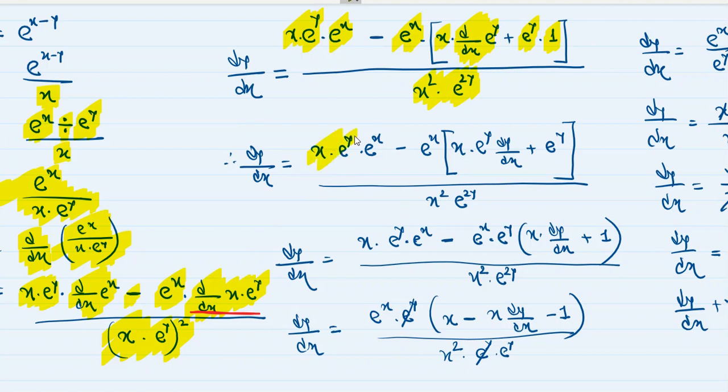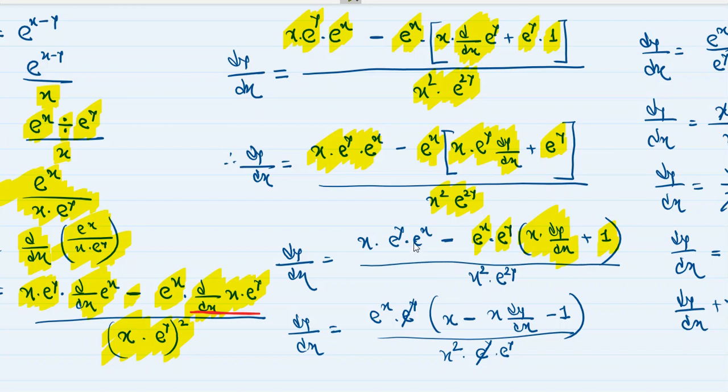In the next step, this thing remains as it is. Here d by dx of e raised to y is e raised to y, but since this is an implicit function, I have to also write dy by dx with that, and e raised to y multiplied by 1 is e raised to y. Okay, this much is clear to you. Next, I take e raised to y outside. Both the terms have got e raised to y, I keep it outside. e raised to x is already outside. Inside I'll be left with x dy by dx plus 1.